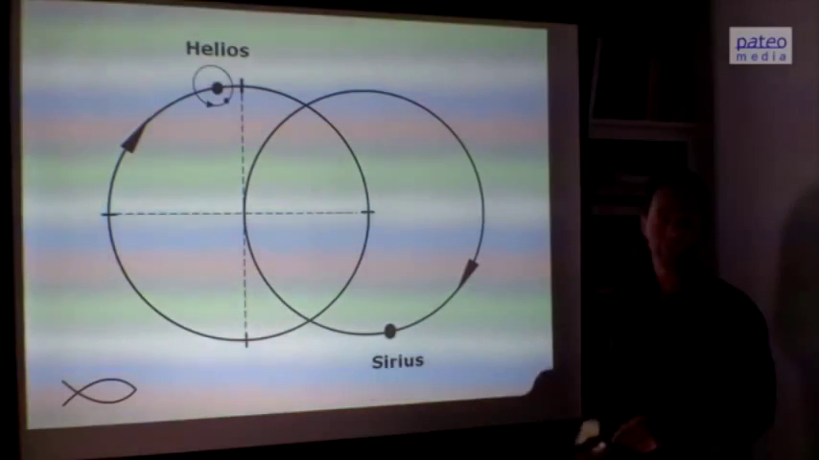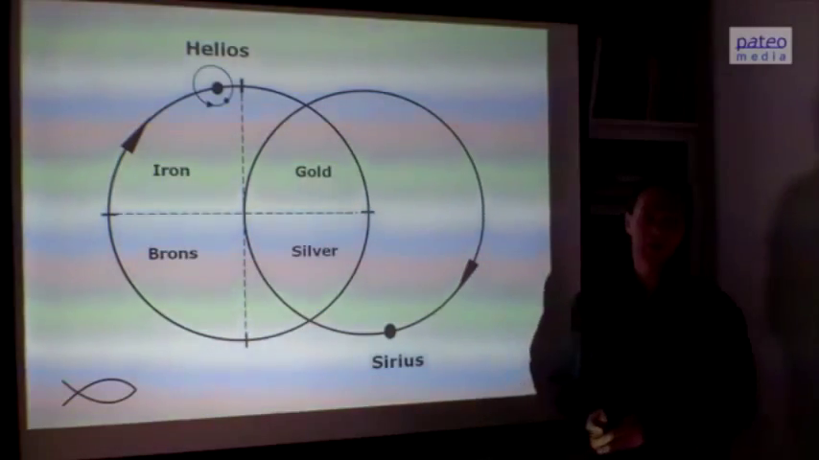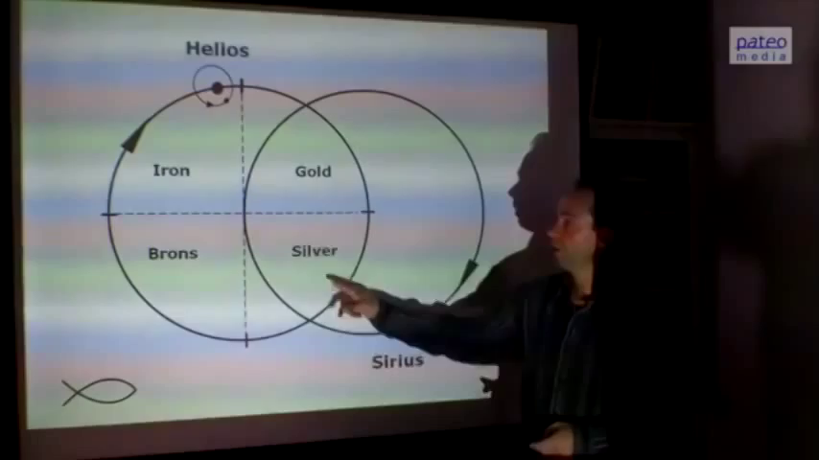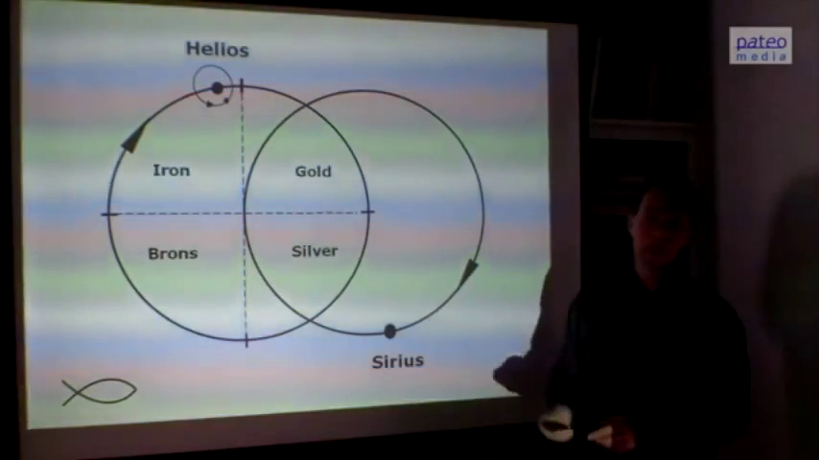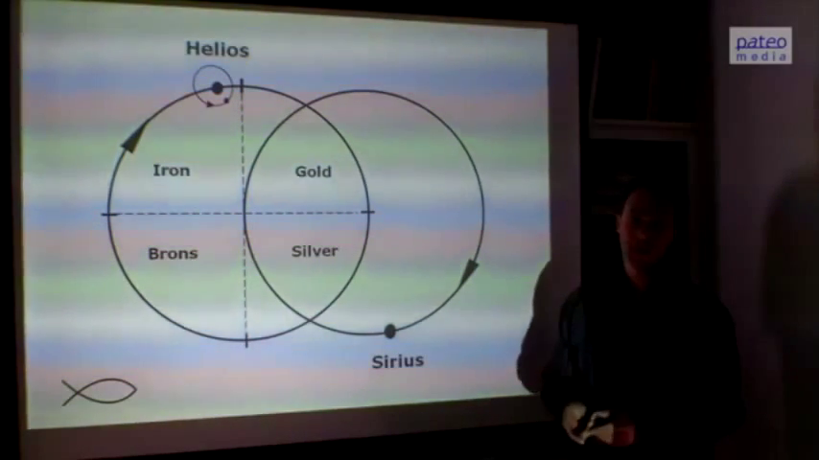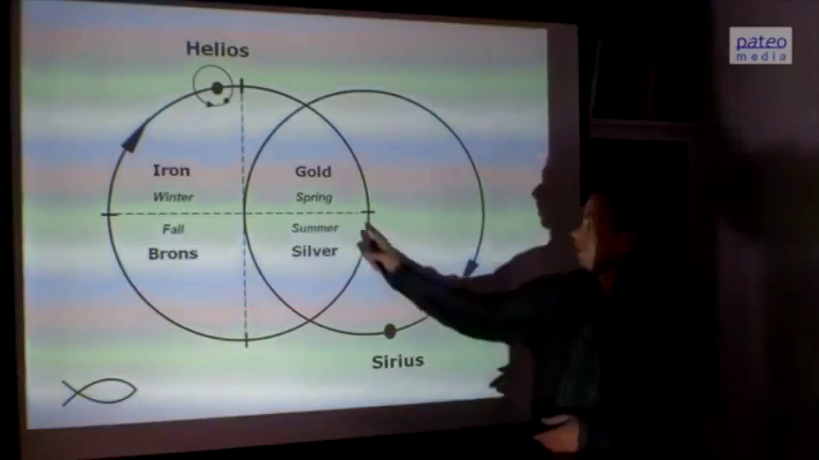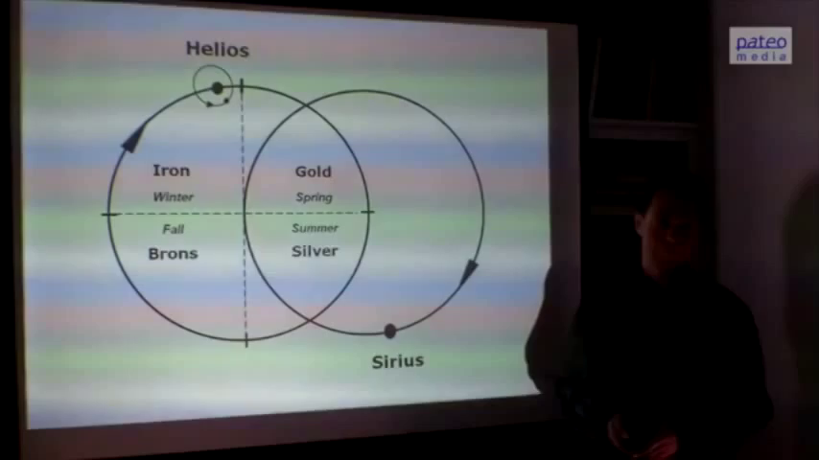And we have now 4 periods. This period is called the Golden Age. The Golden period. Then we have the Silver period, then the Bronze period, and then the Iron period. We are now at the end of the Iron period. And we are soon to enter the Golden period, the Golden Age. You can say this is spring, this is summer, this is fall, and that is winter.